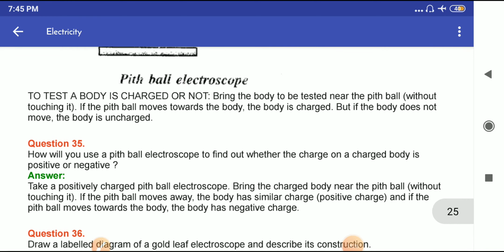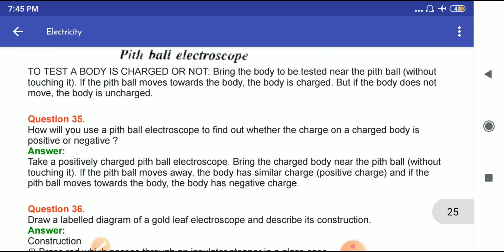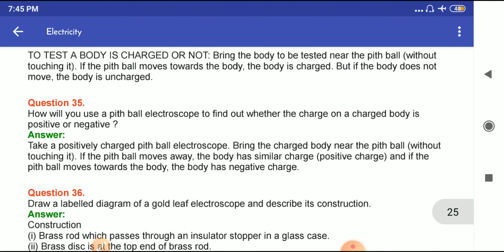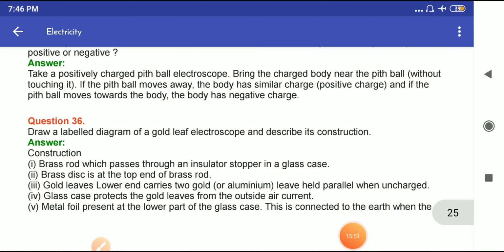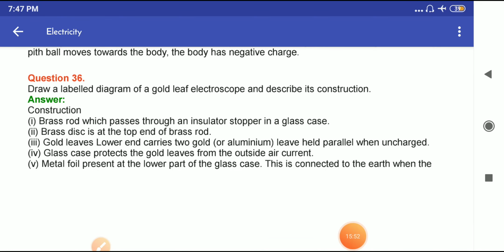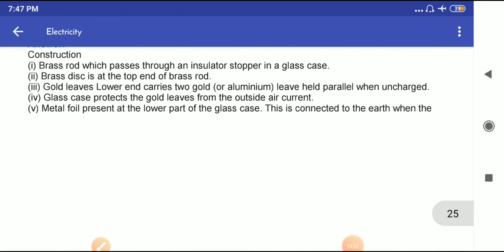Question number 35. How will you use a pitball electroscope to find out whether the charge on a charged body is positive or negative? Okay, take a positively charged pitball electroscope and bring the charged body near the pitball without touching. If the pitball moves away, the body has a similar charge, and if the pitball moves towards the body, it has a negative charge. Question number 36. Draw a labelled diagram of a gold leaf electroscope and describe its construction. So this is your answer.